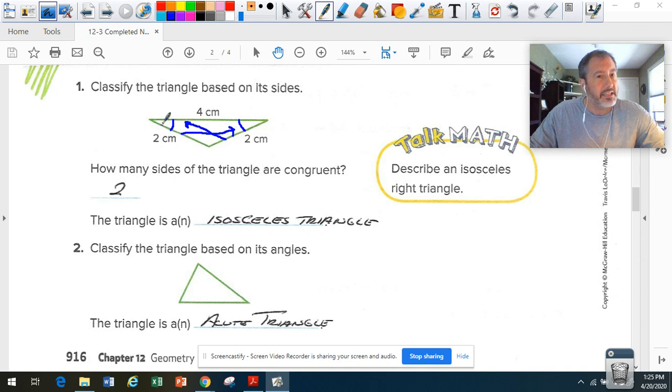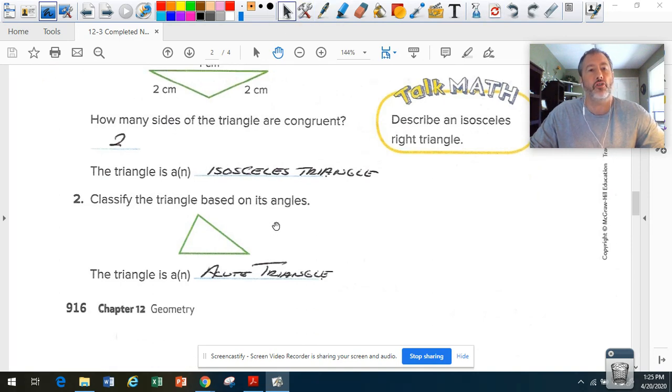That does not mean these angles are each 2 degrees. No, it just means that these angles here are the same. And it also tells us that this angle here is going to be the largest angle because the side across from that is the largest side of the triangle, just to give you some insight of how these triangles work. Okay, let's look down here. Let's classify this one in number 2.